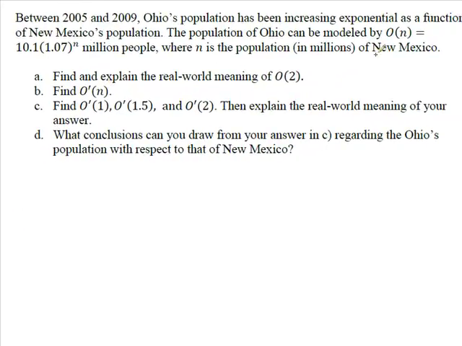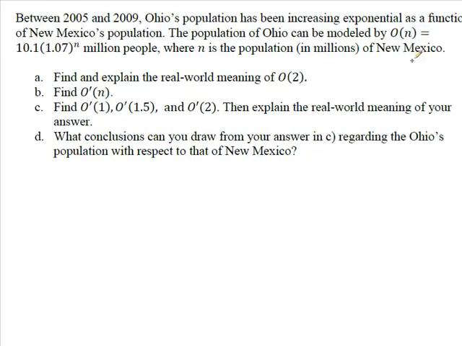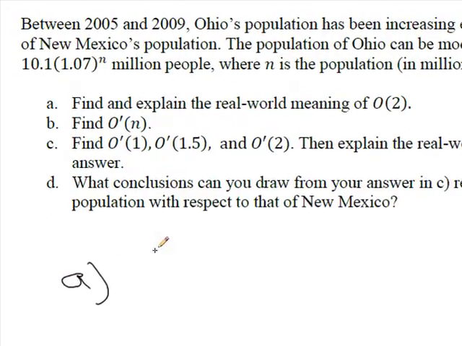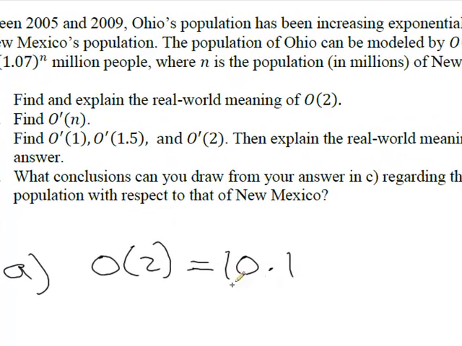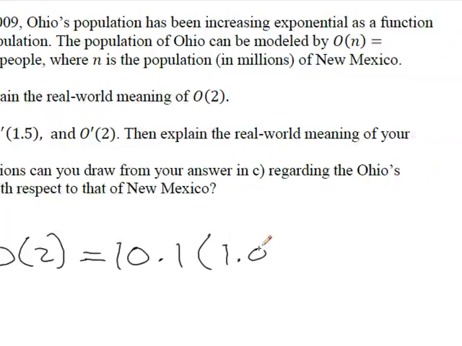And we know that this model gives us the population of Ohio in millions of people as a function of the number of people in New Mexico in millions. So let's first find and explain one of these values. This is kind of a trickier one, especially when the input's not time. So O of 2 we want to find, which means we're going to evaluate this equation here for an input of 2.